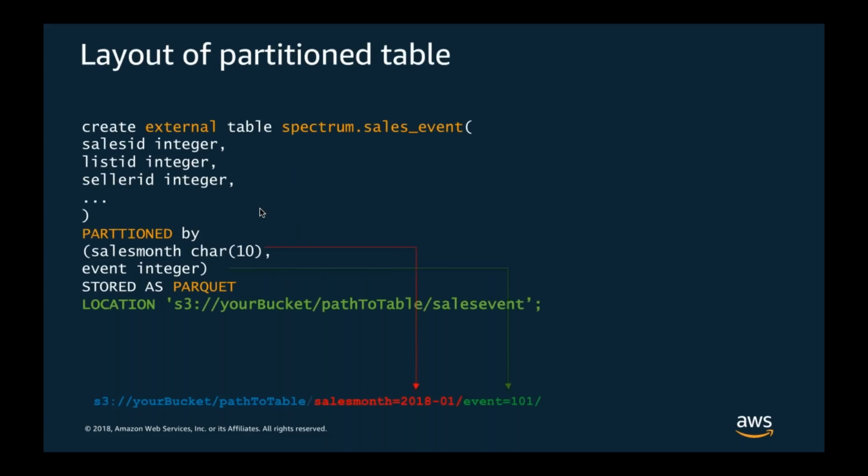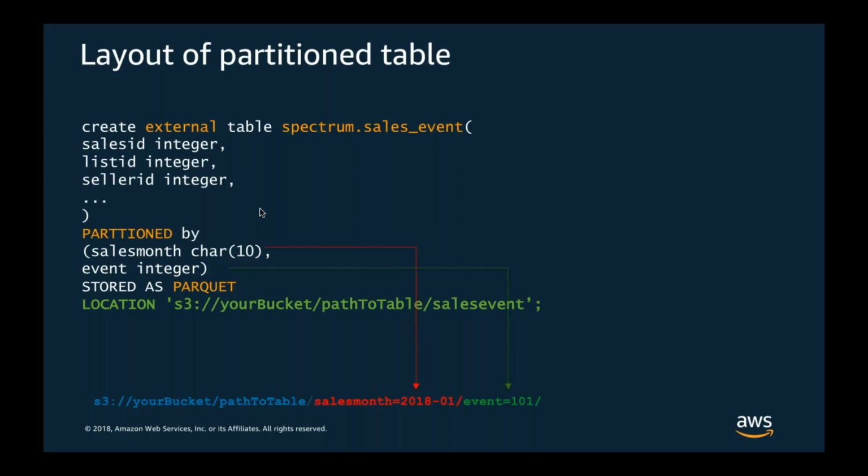Here is an example. I go and create an external table called sales event. I have a few columns on the table. What I can say is partition by particular columns in the table, let's say month and event, and I say location is the particular S3 bucket. Now in that S3 bucket, I can create subfolders like sales month equals 18-1 / event equals 101. I can keep creating these kinds of folders and putting data within the folders. And when I have a partitioned table, that particular sales month points to the sales month folder, and the event partition points to the events folder.